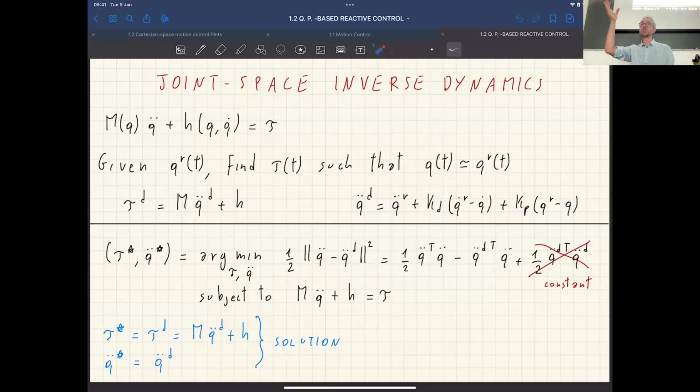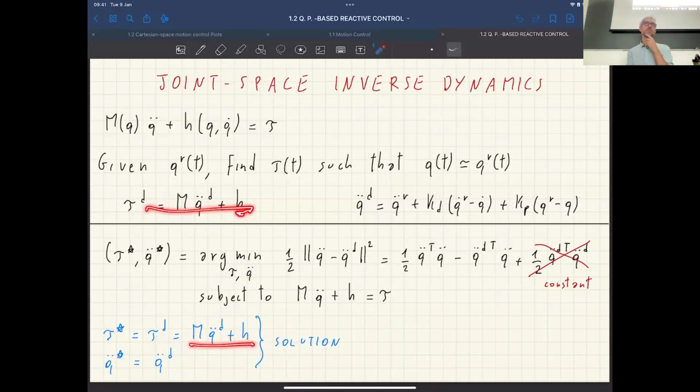So of course, if we want to reach the minimum of the cost, neglecting the constraint for a moment, we want to set q double dot equal to q double dot desired. If we do that, then the constraint admits only one solution, because if q double dot is equal to q double dot desired, then tau must be equal to M q double dot desired plus h. So the constraints are satisfied. So it's a trivial problem actually to solve. By looking at it and reasoning, you can find the solution. And this solution happens to be exactly the same as the joint space inverse dynamics that we saw last time.